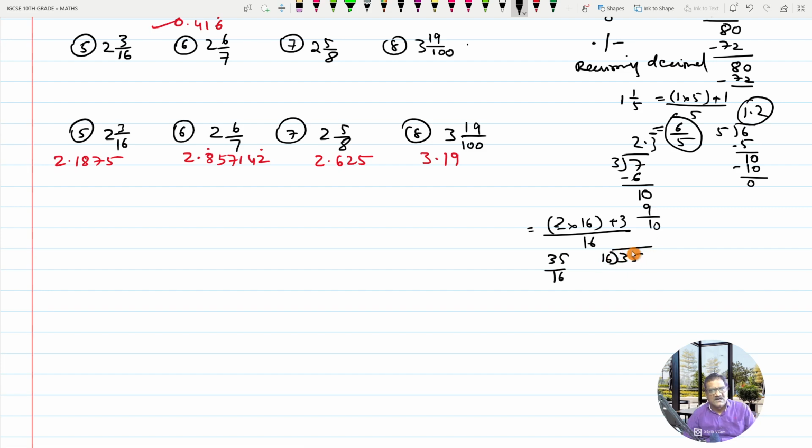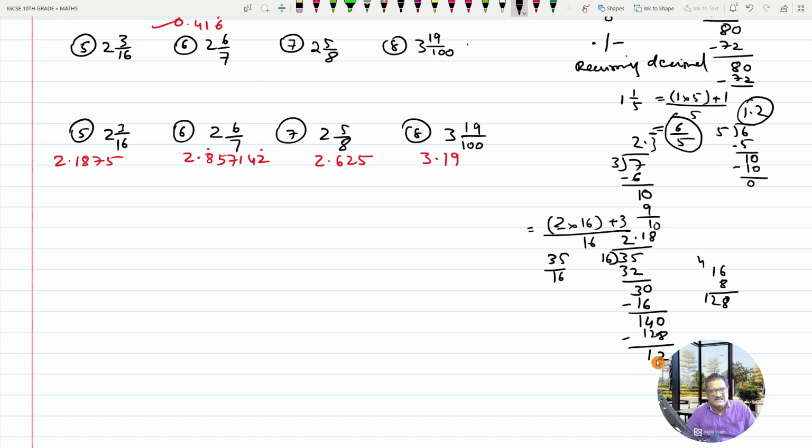Now 16 2s are 32, 16 3s are 48. So let me go with 16 2s, 32, remainder is 3. Put a decimal point, bring down 0. So let me put 1. 16 ones are 16. Then if I do the subtraction, 10 minus 6 is 4 and 2 minus 1 is 1, 14. Now 14 is less than 16, so I'll bring down another 0. And 16 into how much is 140? Let me try 16 into 8. 6 8s are 48, 8, 4 carried. 8 ones are 8 plus 4 is 12, 128. So 16 into 8 will be 128 and now I'll get the remainder as 12.